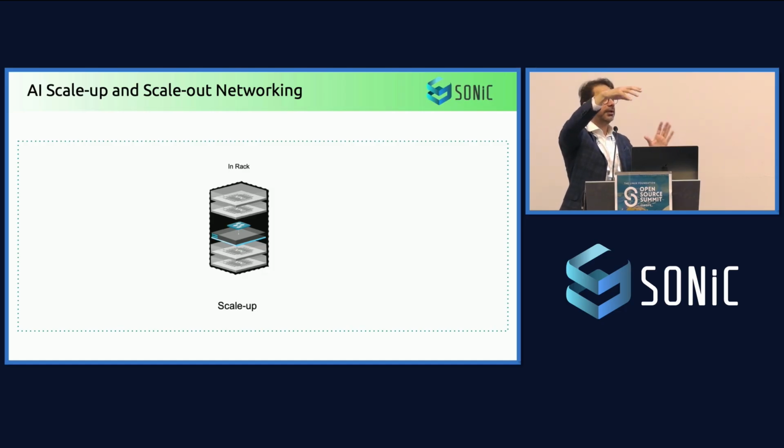The scale-up network scale is increasing. You must have heard about NVL72, where you have 72 GPUs within a rack, and they are all connected with a scale-up network. We believe this is going to increase. From 72, it will go to 128, to 256, to 512, and so on. That is an area which is growing, and at this point, SONiC does not have a play. We believe we can have a play in the scale-up network as well.